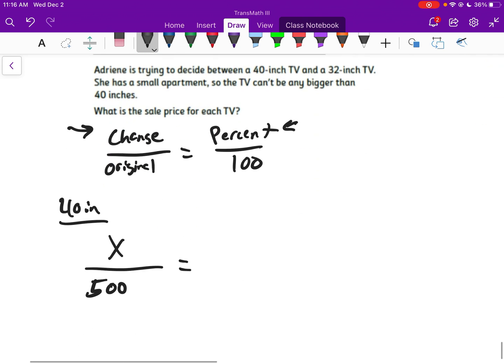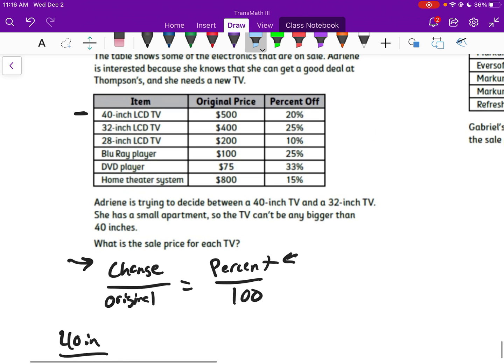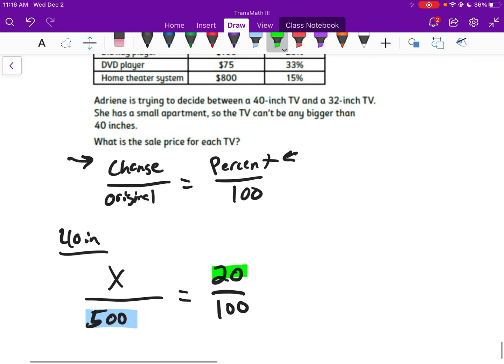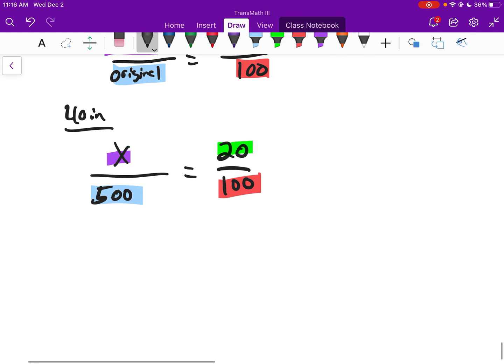Percent off was 20. And it's always over 100 again. Okay, so in this case, let's break it up. The original price was 500. The percent off was 20. So just plugging in those values that we knew, and we didn't know the change. Now we can figure out the change by solving.